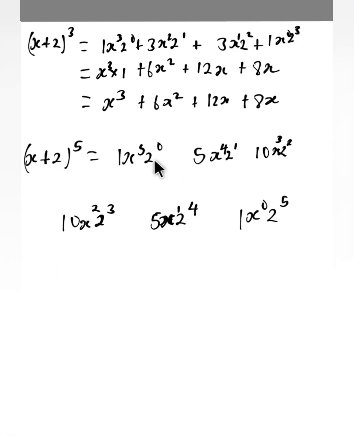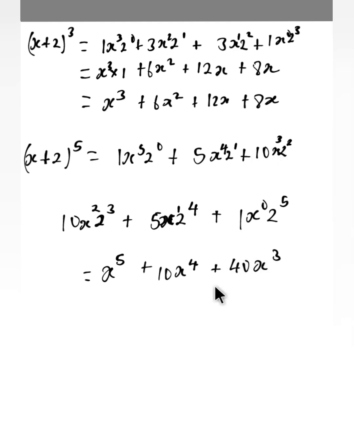Now, since this is addition, we just add everything up. If we simplify this down, that will just be the answer. This is 1 times x to the power 5 times 2 to the power 0. 2 to the power 0 is 1. So at this point we'll be left with x raised to the power 5 plus 5 times 2, since 2 to the power 1 is 2, and 5 times 2 is 10, x raised to the power 4 plus 10 times 2 to the power 2. 2 to the power 2 is 4, so 10 times 4 is 40.